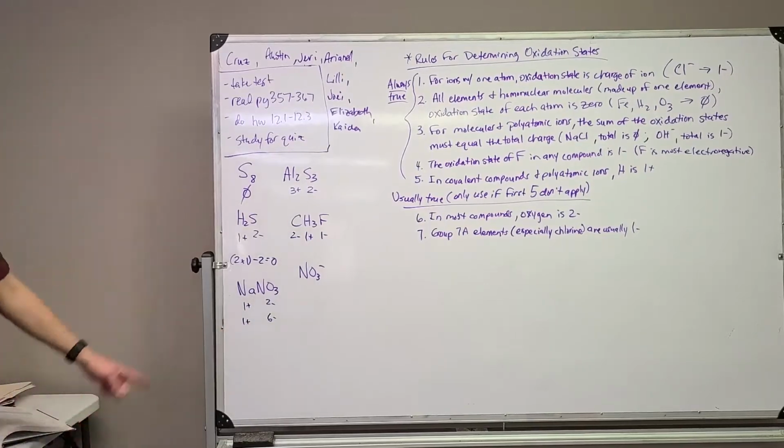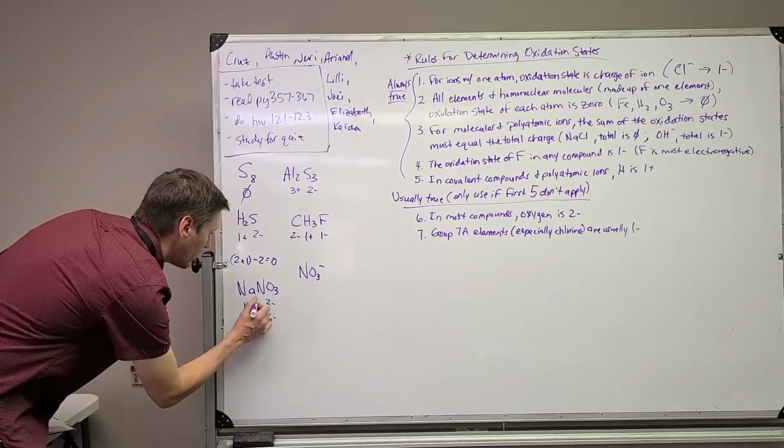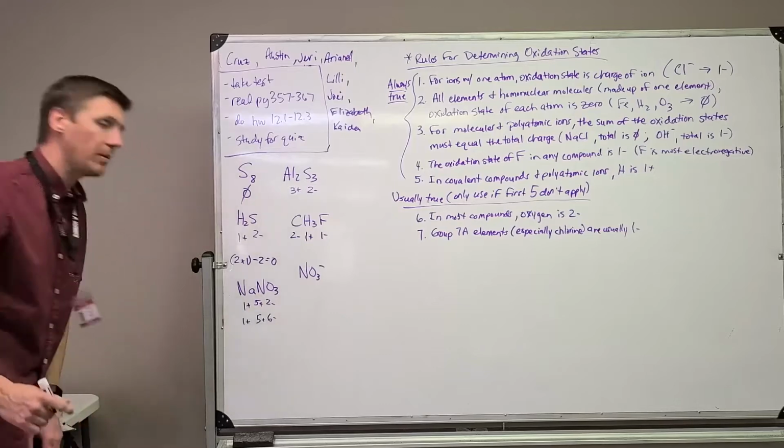So what does N have to be in order for this to balance out so that we got a total charge of 0? It has to be a positive 5, right? 5 plus. Right? Does everybody see that?